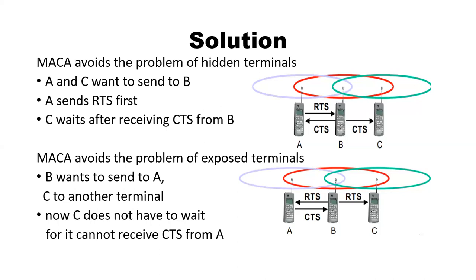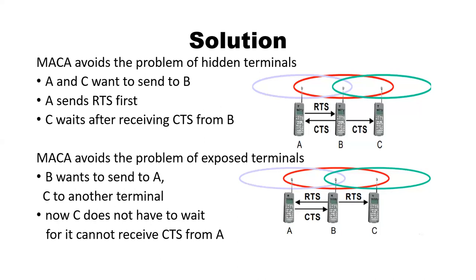Now coming to the exposed terminals. When B wants to send data to A, it first sends the RTS to the destination. This RTS is sent to all the nodes which are in its range, so B's RTS frame goes to A as well as C. Now A, which is the receiver, sends the acknowledgement, that is CTS, to B. Now B is ready to send the data.